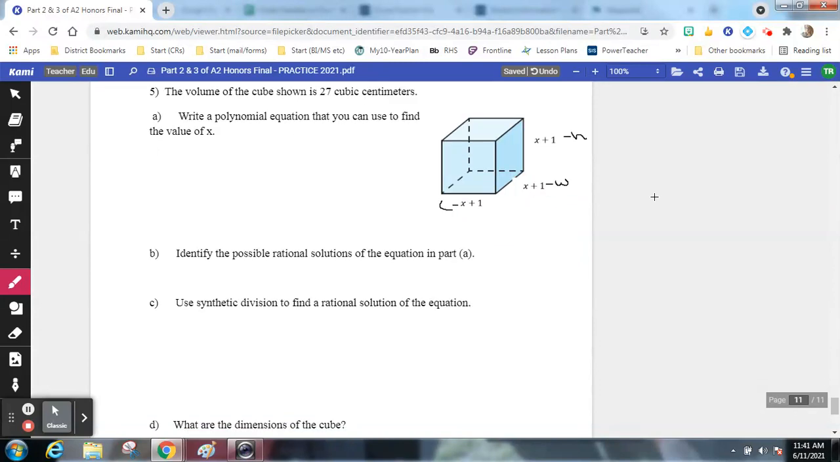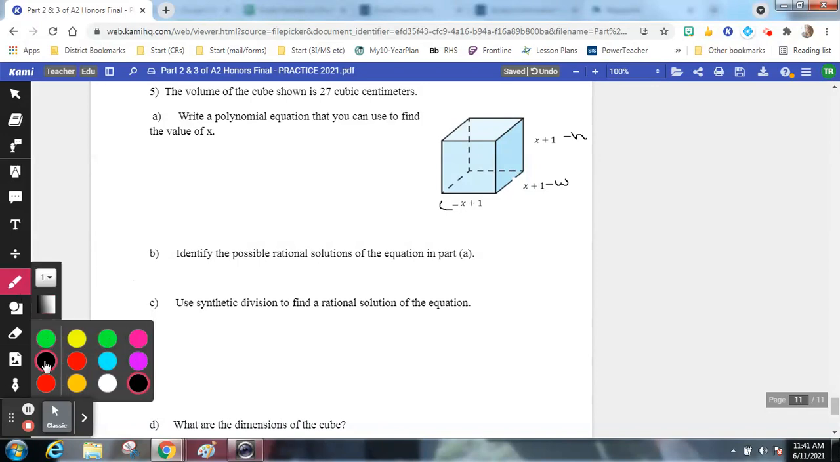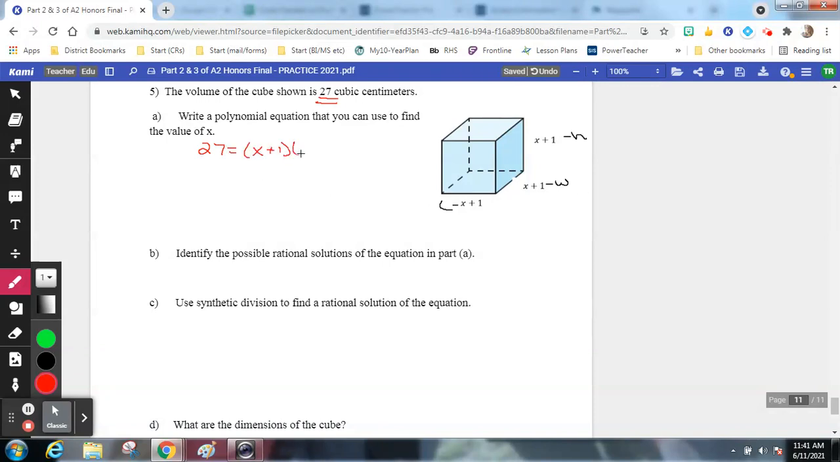So it says, write a polynomial that you can use to find the value of x. Well, if 27 is the volume, that's going to go where the V was. So 27 equals all of these multiplied, length times width times height. Now you could write them all out. You could write them as cubed. That's your preference. But I do have to come up with a full polynomial that I'm going to use to solve. So I will need this multiplied out. So I'm going to just do that.